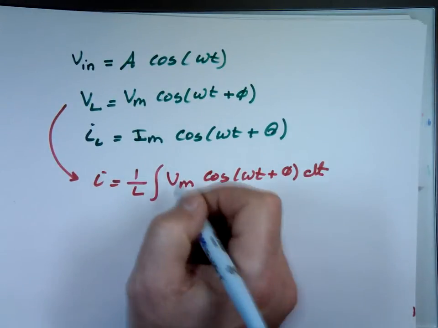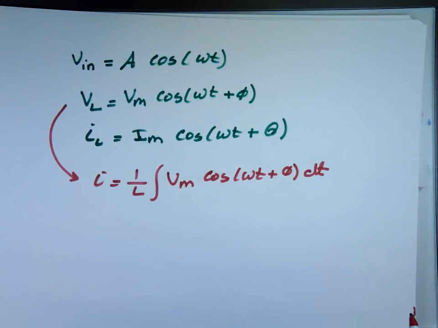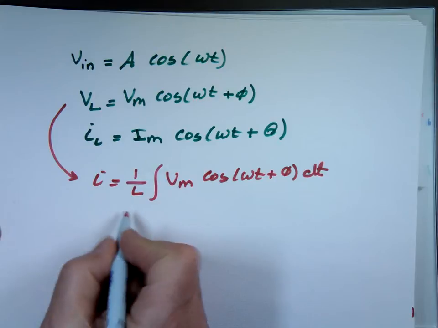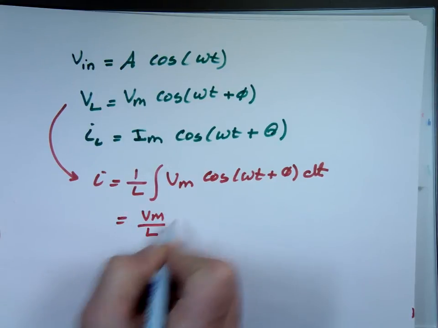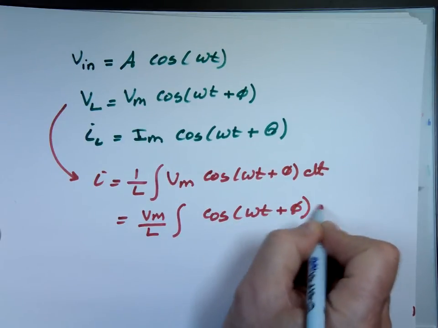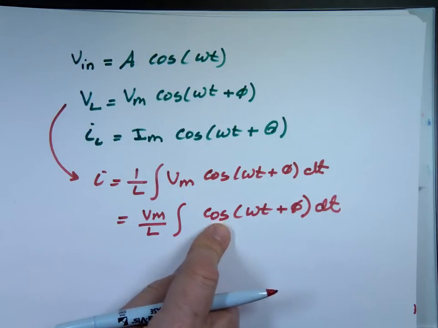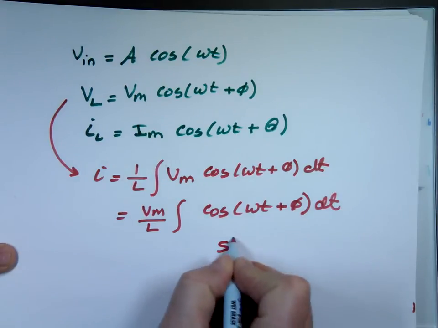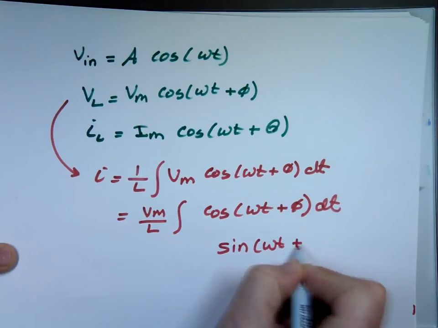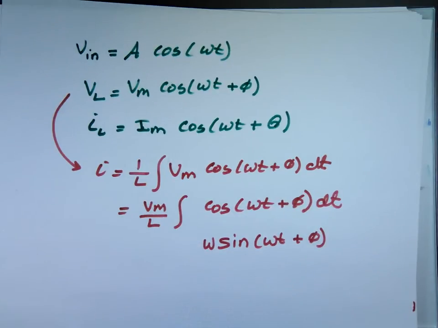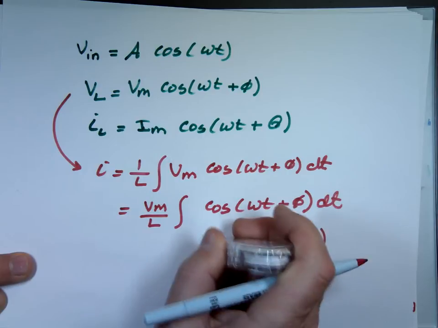Isn't that the integral of I dt? The integral of v dt, 1 over L, the integral of v dt, I mean. And when you factor this out, you have V maximum over L times the integral of cosine(Wt plus phi) dt. Whose derivative is cosine? Isn't that the sine? The derivative of sine is a cosine. So it's sine(Wt plus phi) over W. We're talking about integration here.